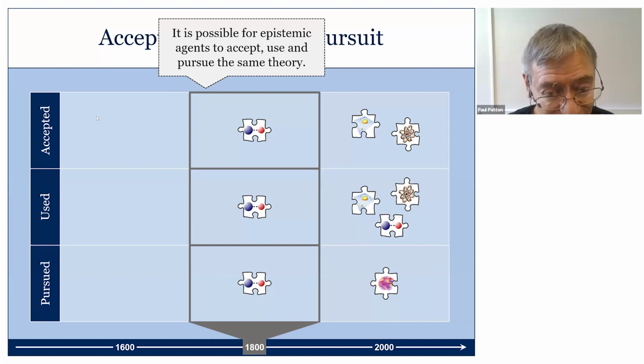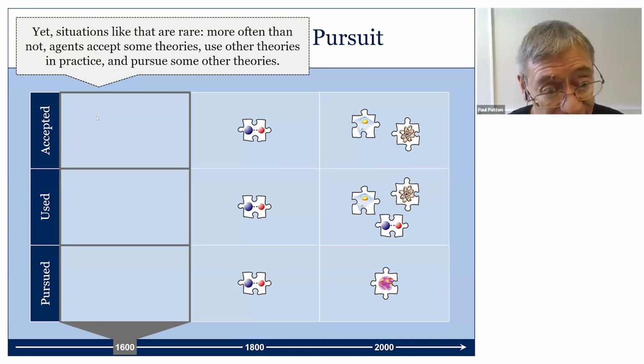There was, for example, a research program to find the movement of the Earth through the luminiferous ether. So now let's look at 1600.